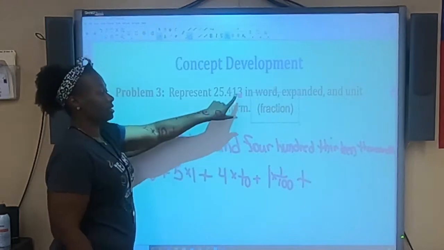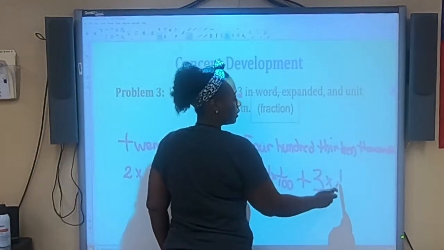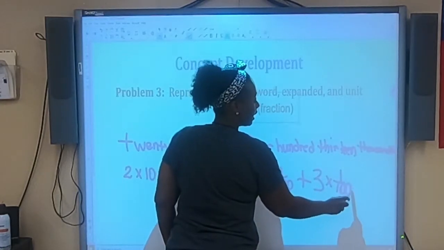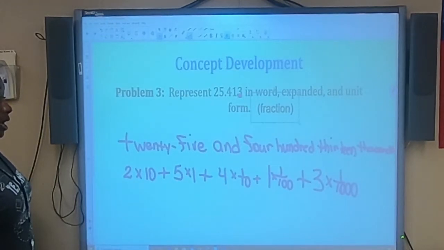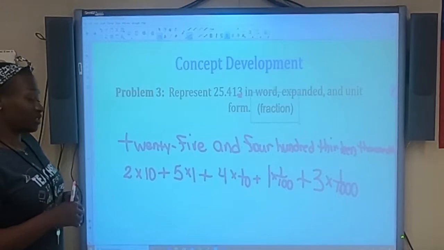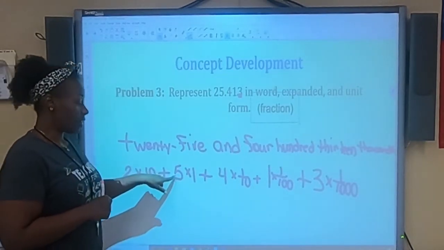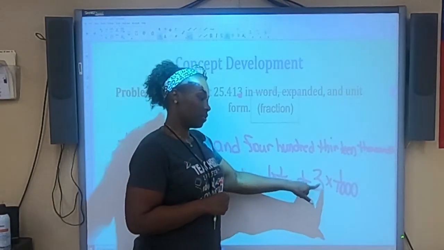Plus, my last digit is a 3. And what place value is the 3 in? It's in the thousandths place. So my expanded form is simply each digit multiplied by its place value. The 2 is in the tens, the 5 is in the ones, the 4 is in the tenths, the 1 is in the hundredths, the 3 is in the thousandths.